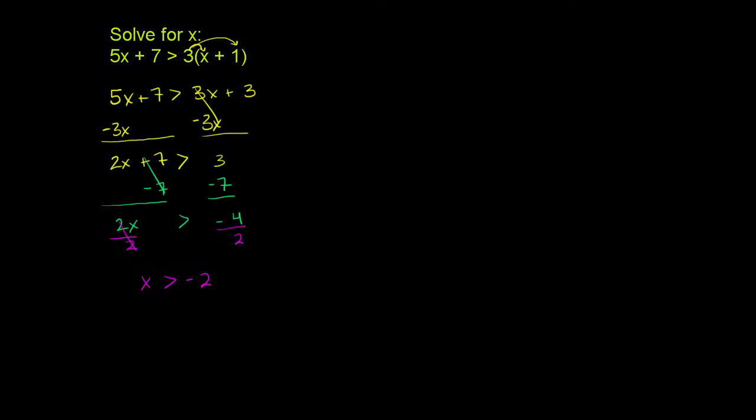So the solution will look like this. Draw the number line. I can draw a straighter number line than that. There we go. Still not that great, but it'll serve our purposes. So let's say that's negative 3, negative 2, negative 1, 0, 1, 2, 3. X is greater than negative 2. It does not include negative 2.